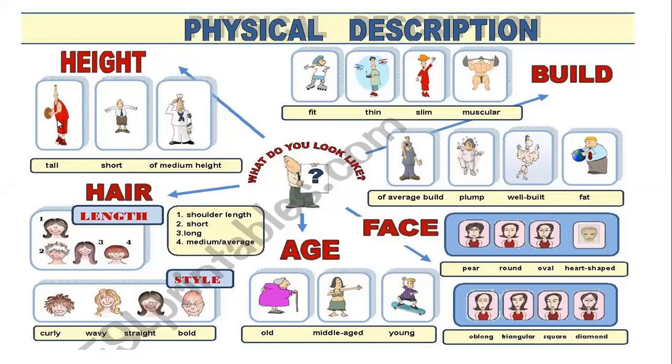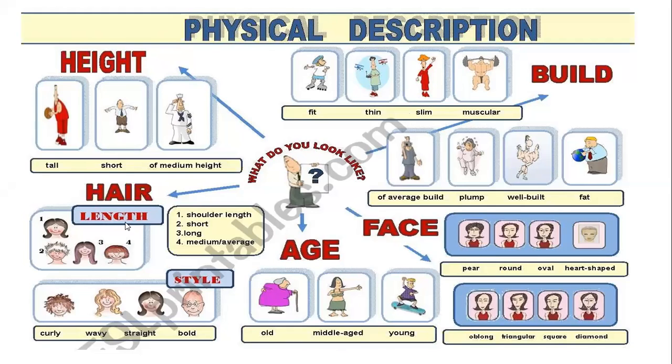Okay, as you know, we learned in the platform that we have physical description adjectives. An adjective is a word that describes almost everything. Okay, don't worry. Then, we have height. To describe height, we use words like tall, short, of medium height. To talk about build, it means your body, you say fit, thin, slim, muscular. Okay, so when we ask, what do you look like? ¿Cómo te ves? Uno puede ir escogiendo from this vocabulary and you describe yourself.